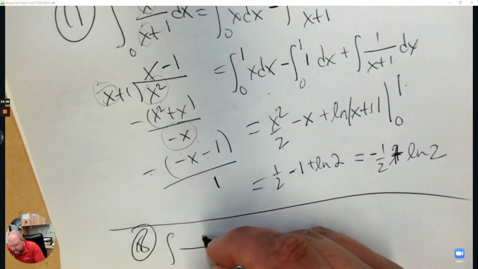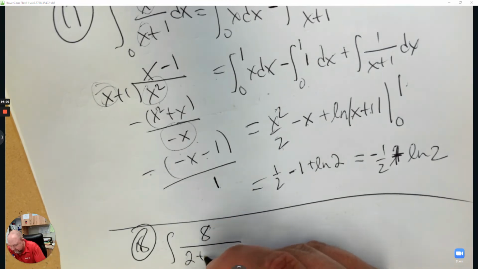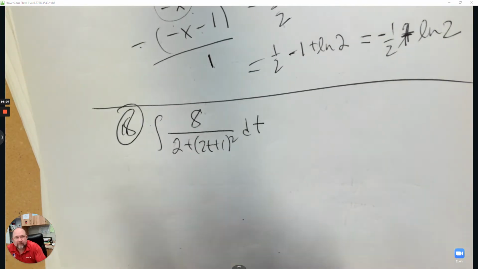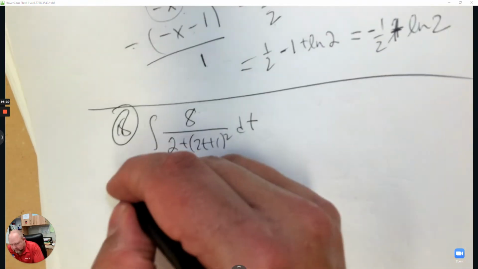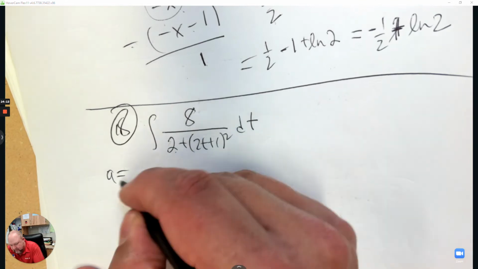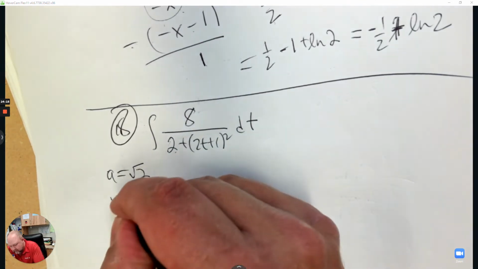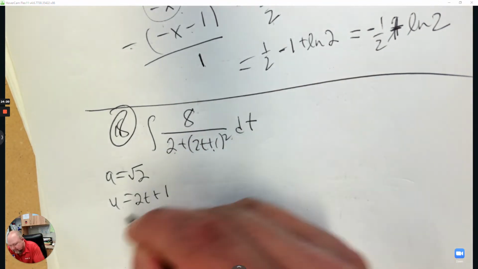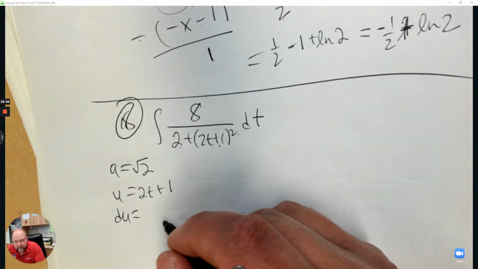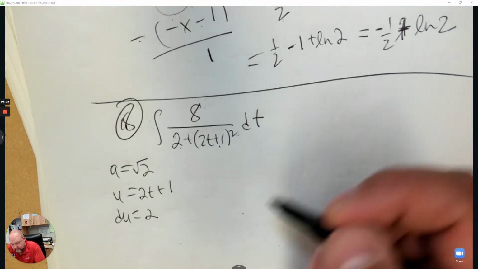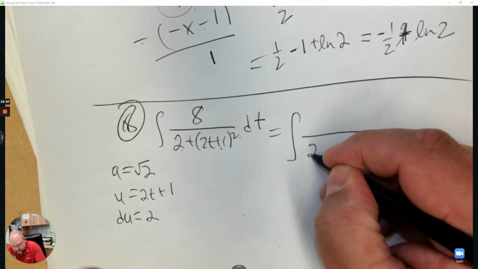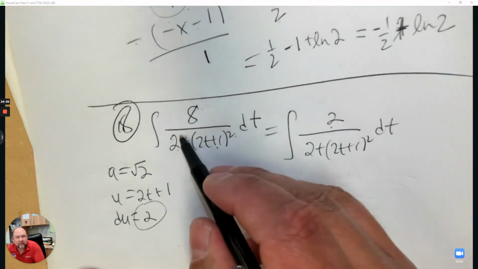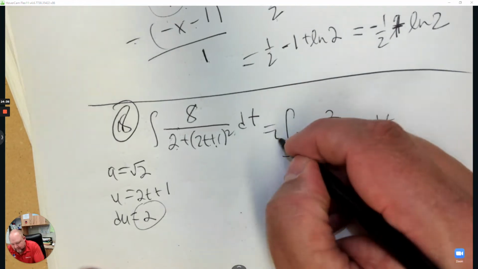This one does feel like inverse trigonometry, and it feels like tangent. So if I said, hey, what does a equal? It would be the square root of 2. What does u equal? The square root of a square just leaves me with 2t plus 1, and then the derivative of u, or u prime, is 2. And so I'm going to rewrite this with 2, and then what was it before over what it became? I need a 4 in front.